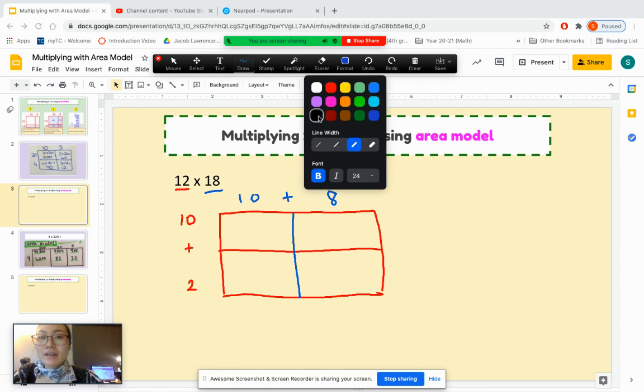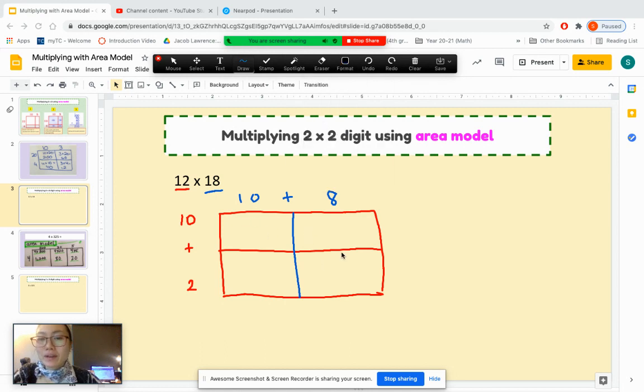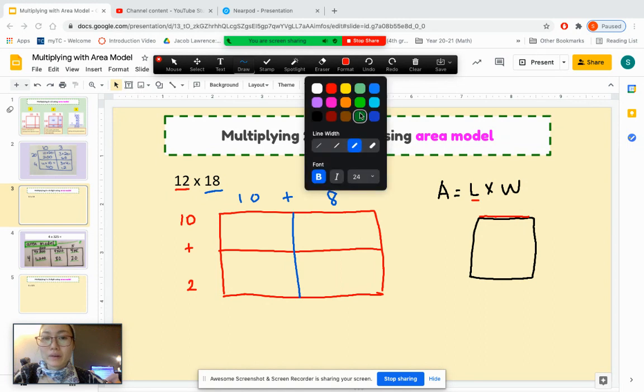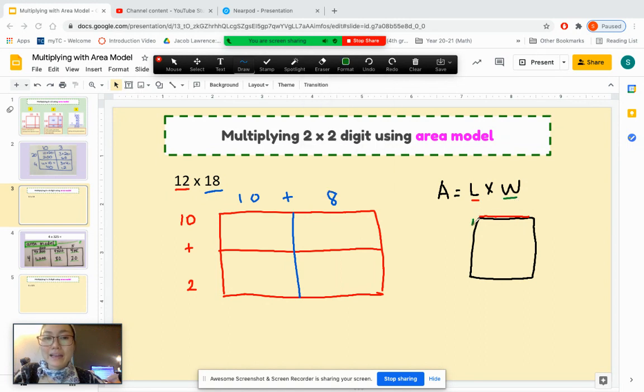All right. Now we have to think about how to get the area for each box to add up and get the total area. We know that the area equals length times width. If you have a quadrilateral, we know that the length is how long the shape is, how long the rectangle or your square is, and the width is how wide your shape is. So length times width.